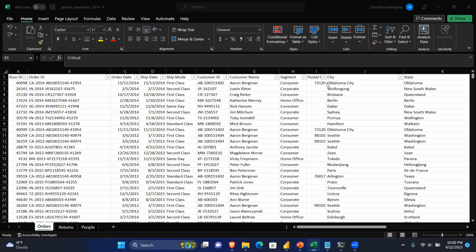So today I'll be showing you a dashboard which I created using the Global Superstore dataset. Global Superstore is a fictional global retail chain that sells office supplies. Here I've opened the Excel sheet, and here you can see we have three Excel sheets.